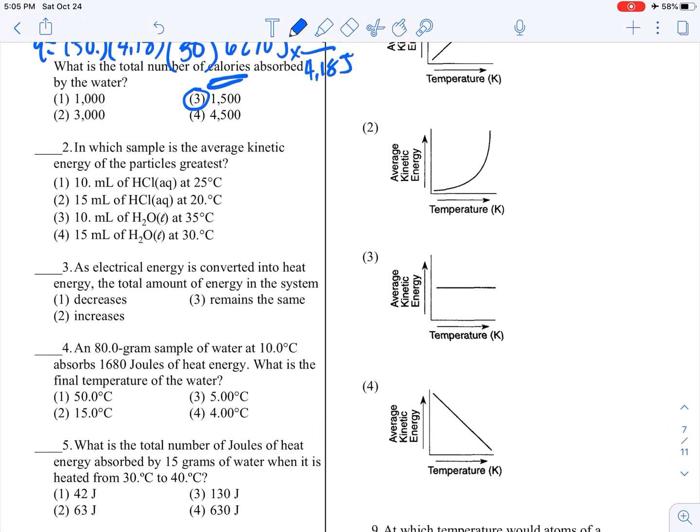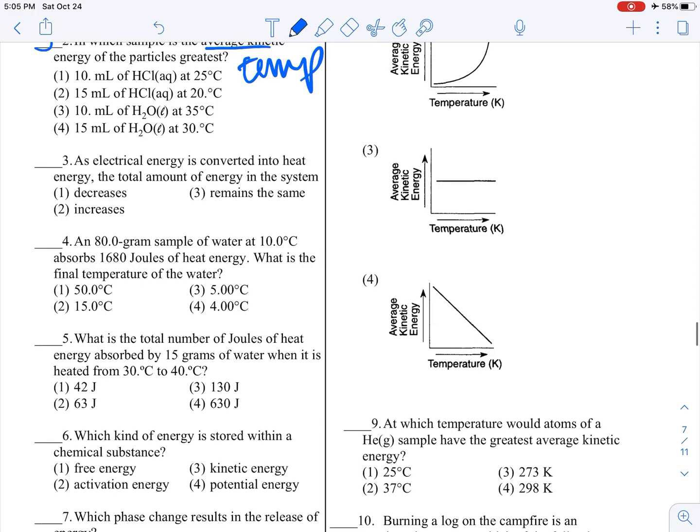In which of the samples is the average kinetic energy of particles the greatest? Average kinetic energy is equal to temperature. So which of these is at the highest temperature? I don't even need to look at any of this. But even if you did, it just matters temperature. As electrical energy is converted into heat energy, the total amount of energy in the system should remain the same. Energy cannot be created or destroyed, although it changes forms.